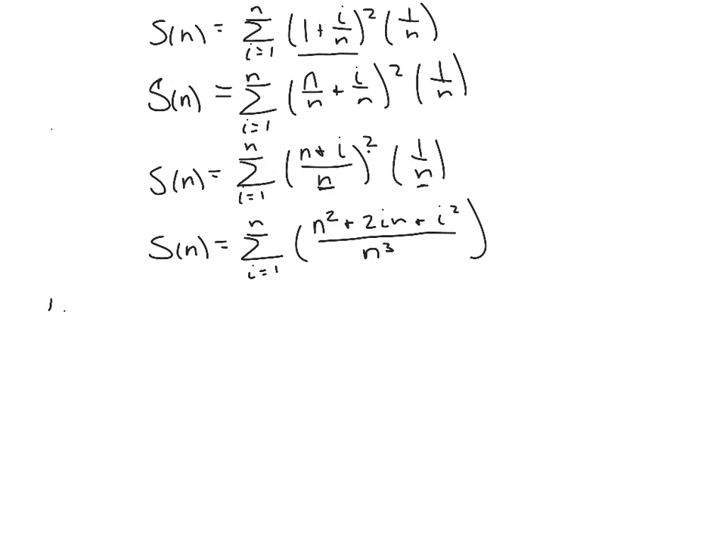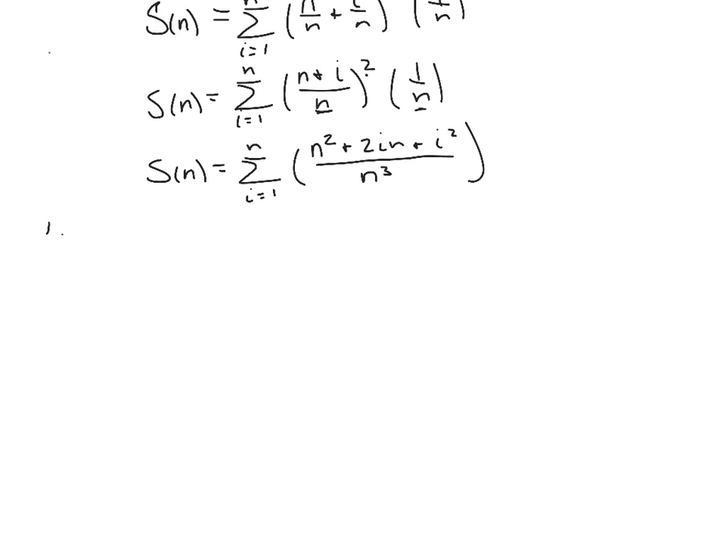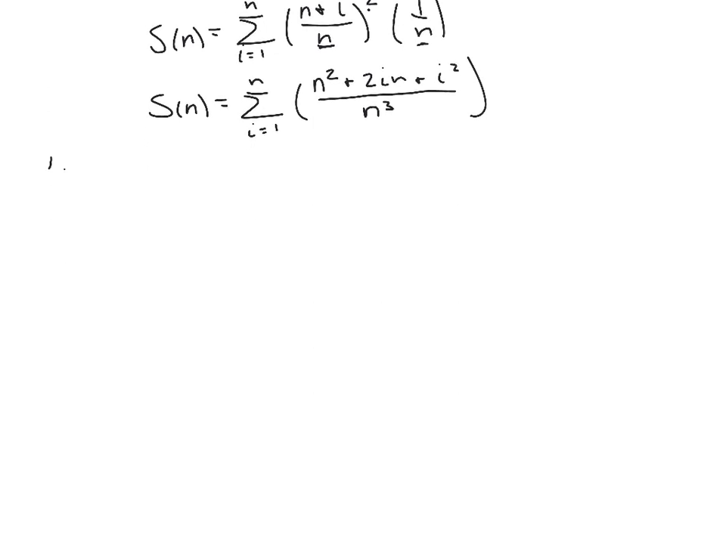Now, I have a constant. Where's my constant? My constant is right over here, this 1 over n cubed. I'm going to bring that out. I challenge you to tell me which property of summations I just used. So s of n equals 1 over n cubed times the sum from i equals 1 to n of n squared plus 2in plus i squared.